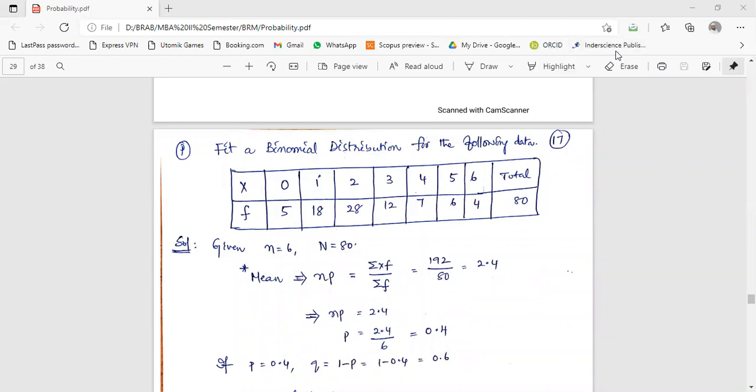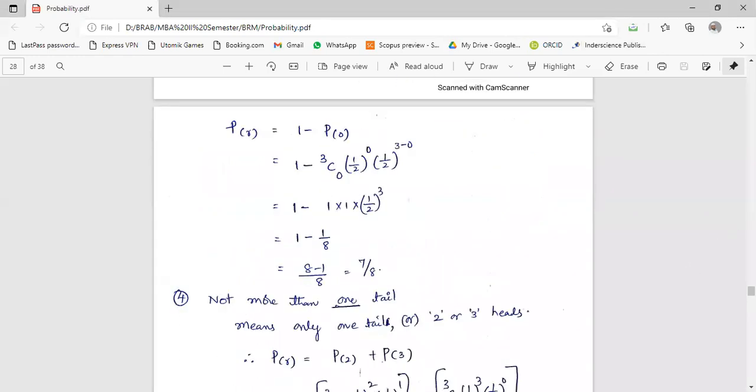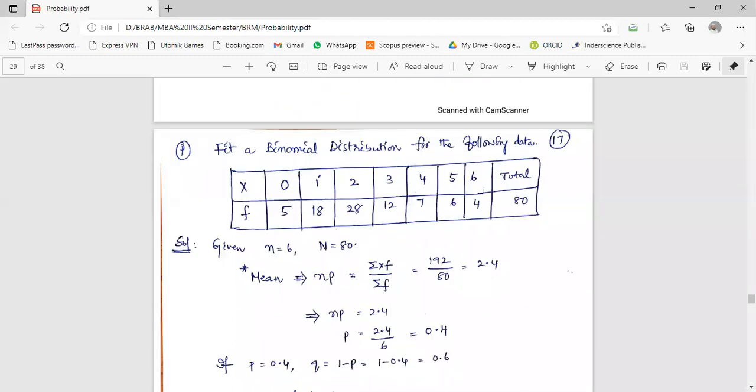Good morning, dear students. Today we will see how we can fit the binomial distribution for a discrete series data. So far we have seen the problems related to individual series only. Now, if the problem is given in discrete form, how we can fit this binomial distribution, that we will discuss today. It is very simple.